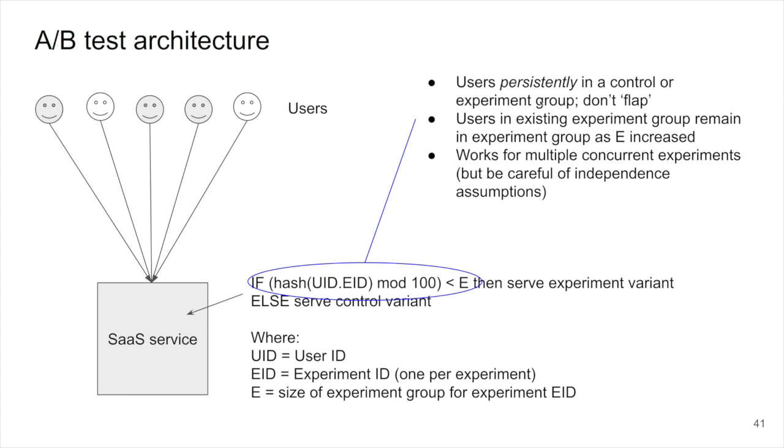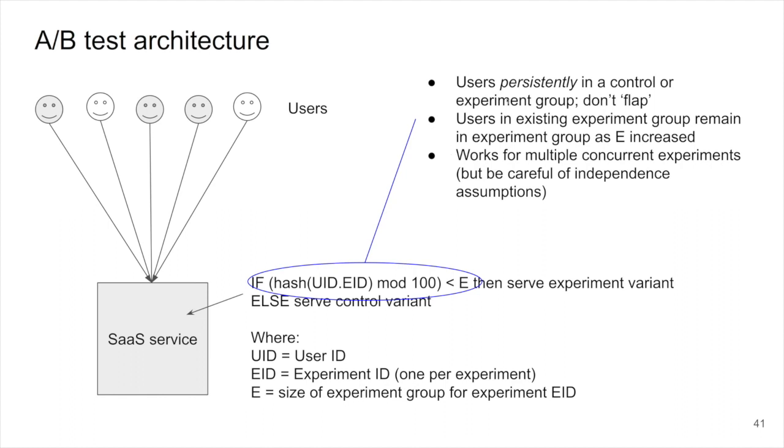users are persistently in either a control or an experiment group for a given experiment. Because this hash is consistent for a given user, it's persistent and consistent for a given user and a given experiment ID. So users don't flap between control and experiment groups on different sessions, which would obviously ruin the test.